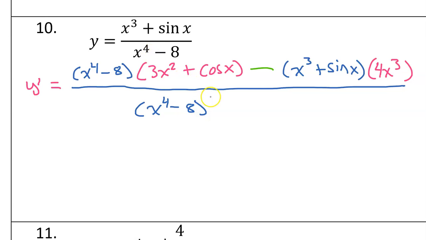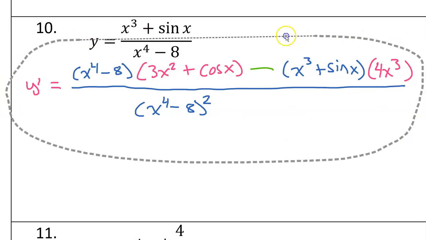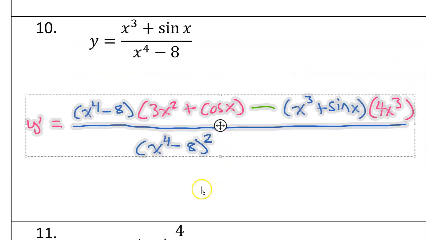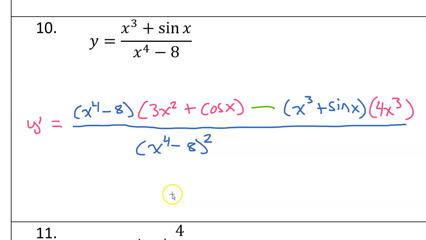So we just put the bottom squared. I don't know why I left all this room. I guess I was ready to simplify a bunch of stuff, but I just remembered that on this page we don't have to simplify anything. So that's it, we're done.